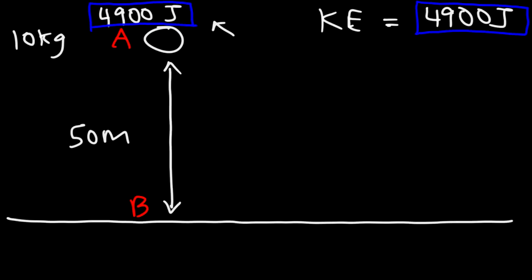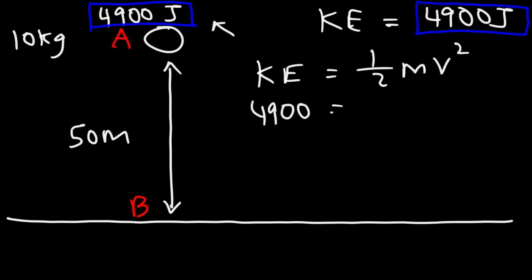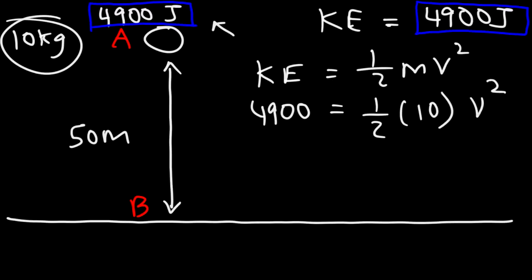Well, we could use this formula. Kinetic energy is equal to 1/2 times the mass times the square of the speed. And so we could replace KE with 4,900 joules, and we have the mass. It's 10 kilograms, and so we could solve for v. Half of 10 is 5. So we have 4,900 is equal to 5v squared.